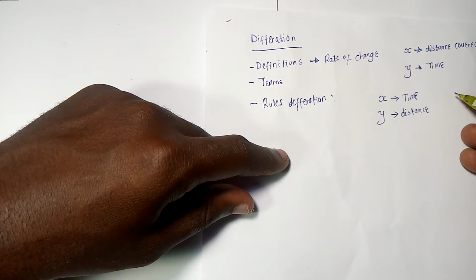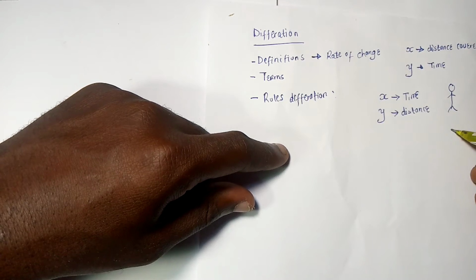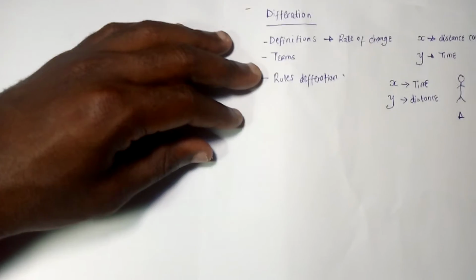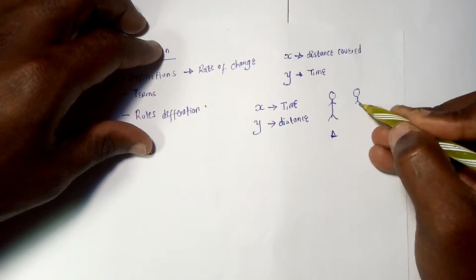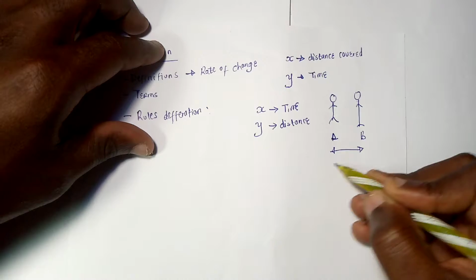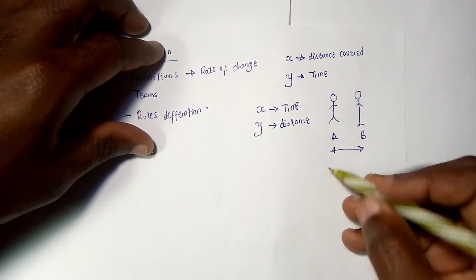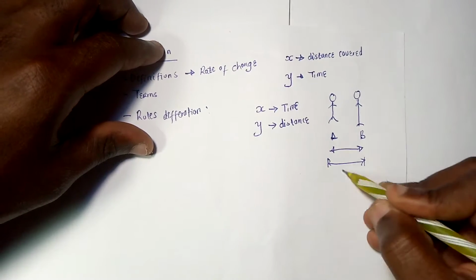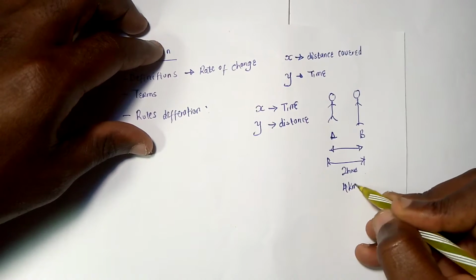So for instance, let's say you are in city A, and you are walking or moving towards city B. So I'll just have the city B here. You are moving from A to B, so you are going to cover this distance at a particular time. Let's say you are going to take 2 hours to cover, let's say, 4 kilometers.